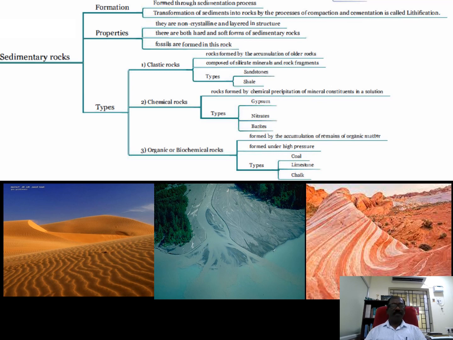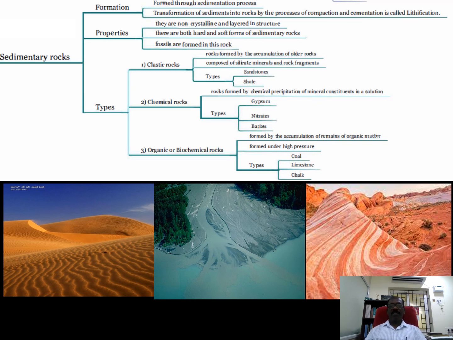What are the types of sedimentary rocks? Clastic rocks, chemical rocks, and organic rocks. Clastic rocks are formed by the accumulation of older rocks. For example, we can say sandstone and shale.